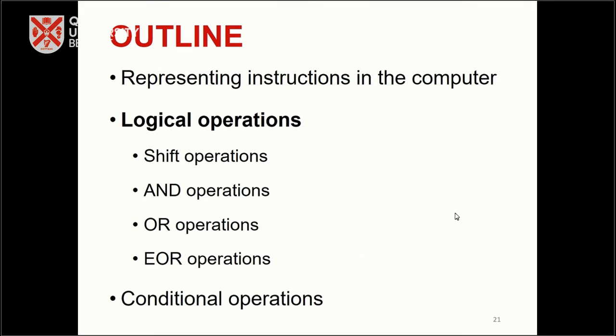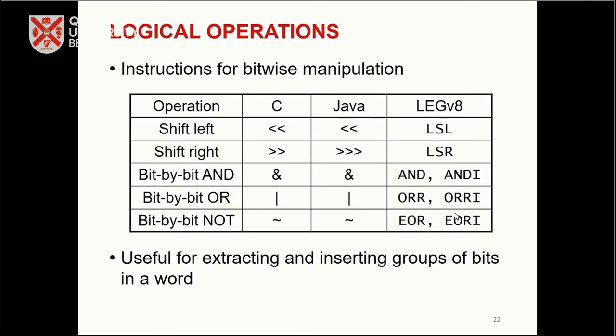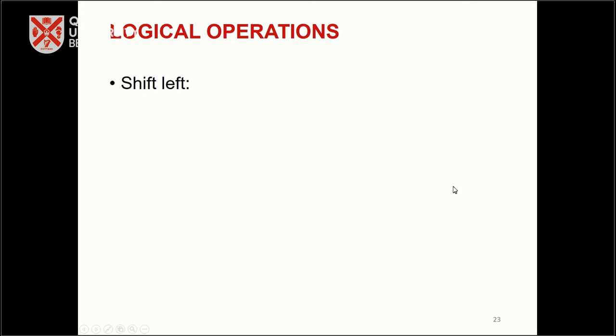So now we know how to represent instructions in the computer. Now we are going to see logical operations. You have already seen AND, OR, and NOT. So the new thing today is just shift left and shift right. You have here the equivalent operations in our instruction set. So one of the new operations is shift left.